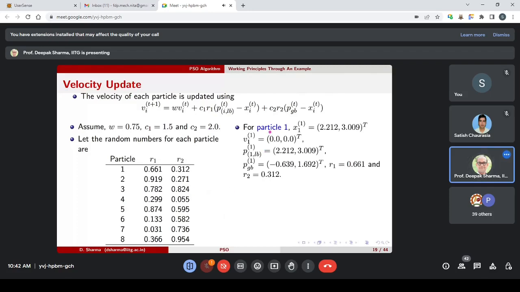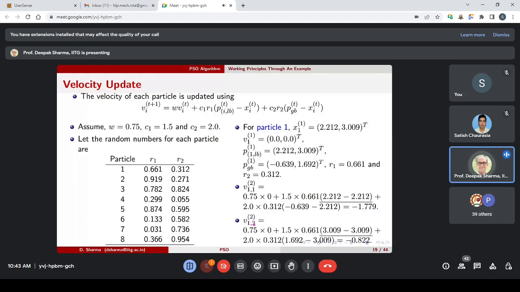Let us take particle 1, for which the position is given, the initial velocity is 0, the local best as of now is the same, and the global best we found in the previous slide. Putting R1 and R2 into the velocity formula, since the problem has 2 variables, the velocity also has 2 components. The first component, v1,1, meaning the velocity of particle 1 and its first component, we directly include in the formula. So this is the updated velocity. Similarly, I can use the formula for the second component, and I get minus 0.822. One observation: initially we start with the velocity of the particle at 0, 0. With the help of this velocity formula, it is not 0 now. It has come out different, which we are going to use in the next iteration or generation.